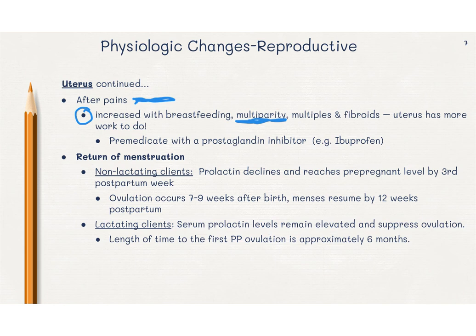Same with multiples and fibroids. So with multiples, you have more kids, so the muscle's bigger. Same with fibroids. If you've got fibroids in there, that makes that muscle bigger. So anytime the muscle is bigger, that uterus has more work to do to get back to its pre-pregnant state. Certainly, you can give somebody pain medication for the pain that they're having in this postpartum period.